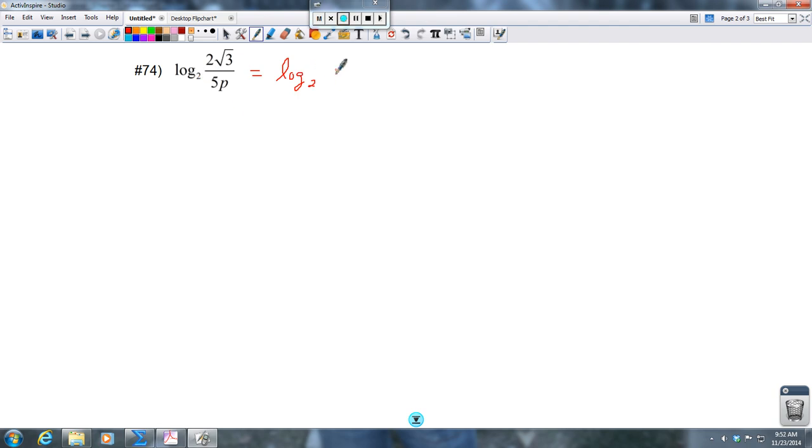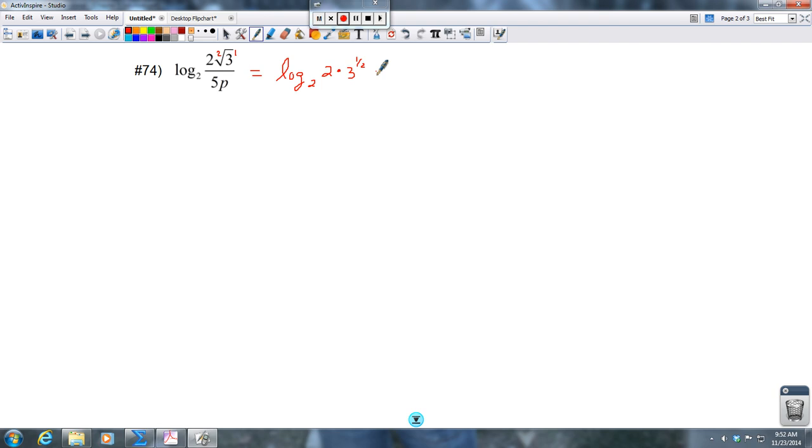Okay, log base 2 of 2 square root of 3. Now one thing I do notice right away is a square root of 3 can be rewritten. I'm going to rewrite that as 3 to the 1/2 power, because it's a square root and it's 3 to the first power. This is 3 to the 1/2 power.